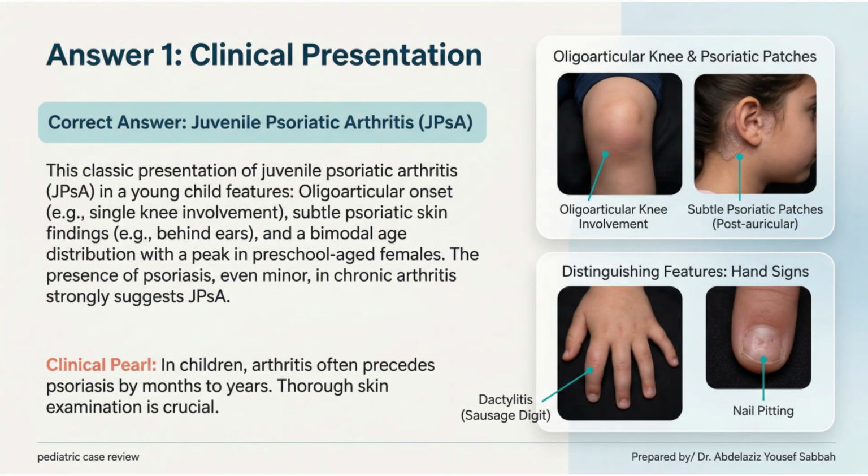Juvenile psoriatic arthritis. This is a classic presentation in a young child featuring oligoarticular onset with single knee involvement, subtle psoriatic skin findings behind the ears, and a bimodal age distribution with a peak in preschool-aged females. The presence of psoriasis, even minor, in a child with chronic arthritis strongly suggests this diagnosis. An important clinical pearl is that in children, arthritis often precedes psoriasis by months to years. This is why thorough skin examination is crucial. Look for dactylitis and nail pitting as distinguishing hand signs.